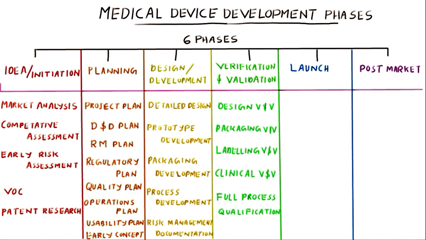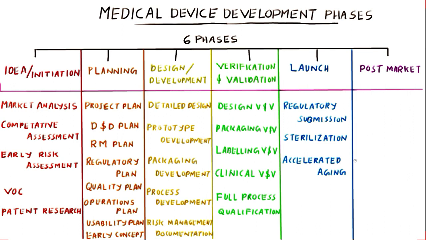Next is the launch phase. Launch is the fifth phase of the development. Here the product will be labeled and regulatory submissions will be made, and once it is approved, the product enters the launch phase of the whole life cycle. There are a couple of activities in that: the regulatory submission, the sterilization of the product, the accelerated aging of the product, and necessary training and support once after the launch.